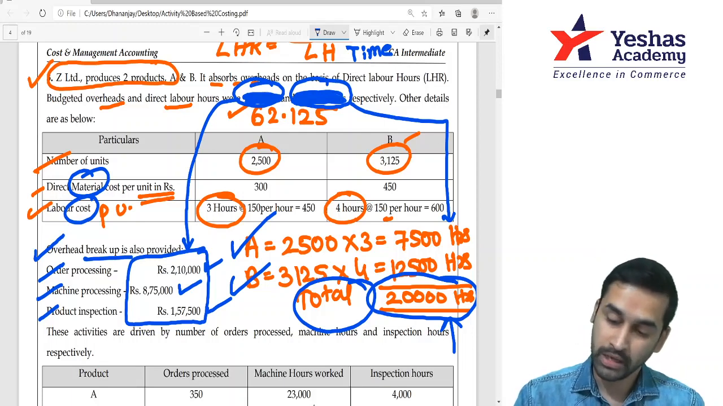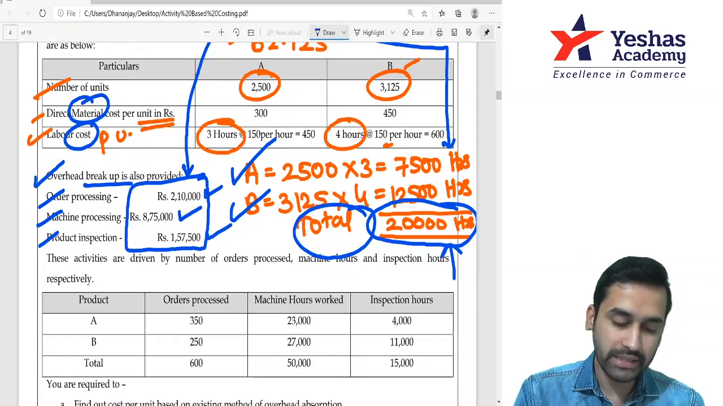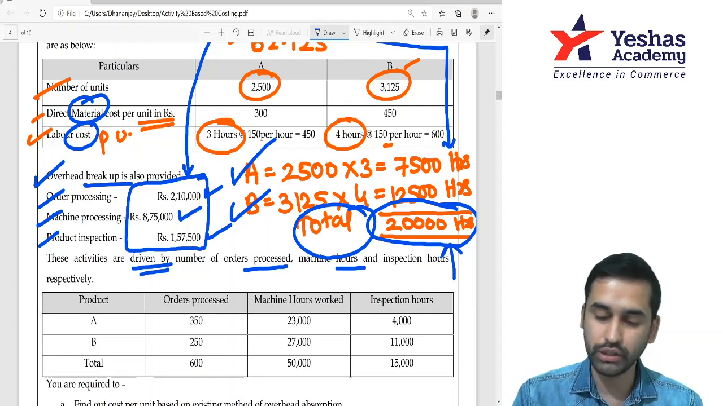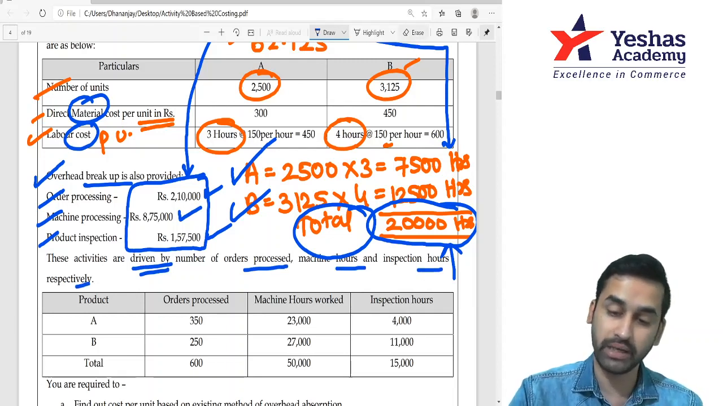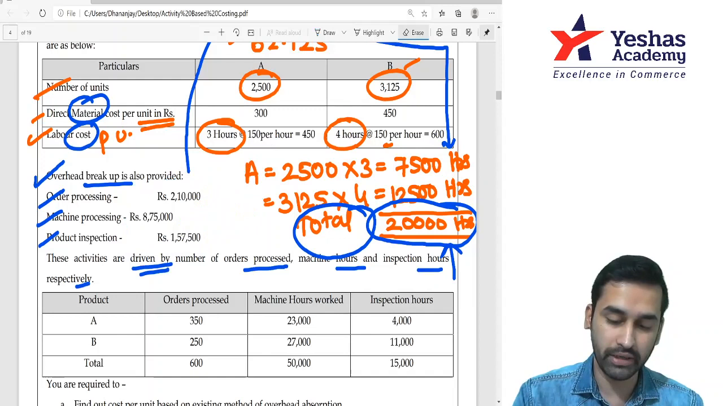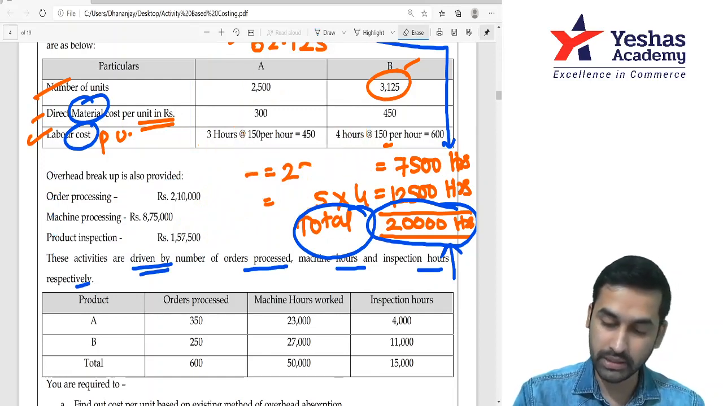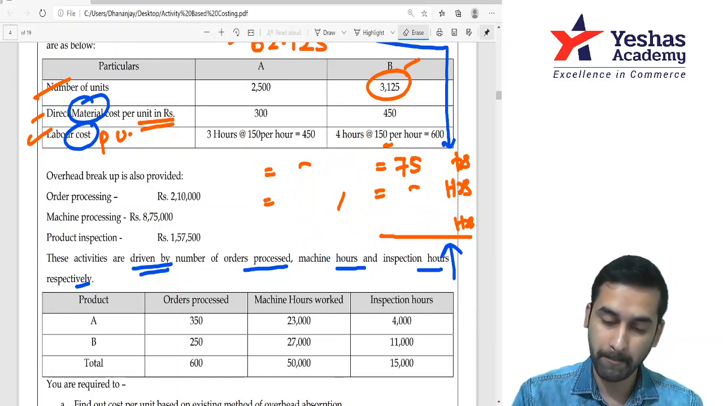Clear? Next, these activities are driven by number of orders processed, machine hours and inspection hours respectively. Fantastic. Here they have given cost drivers also for you. See here, let me just erase all this.